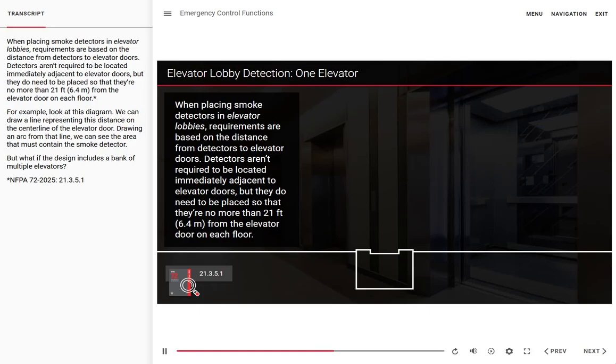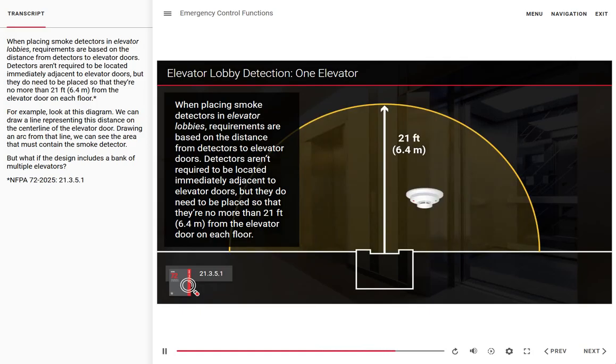For example, look at this diagram. We can draw a line representing this distance on the center line of the elevator door. Drawing an arc from that line, we can see the area that must contain the smoke detector. But what if the design includes a bank of multiple elevators?